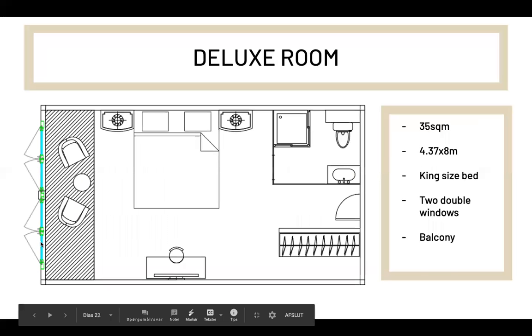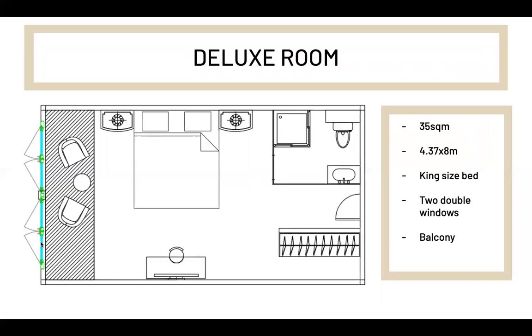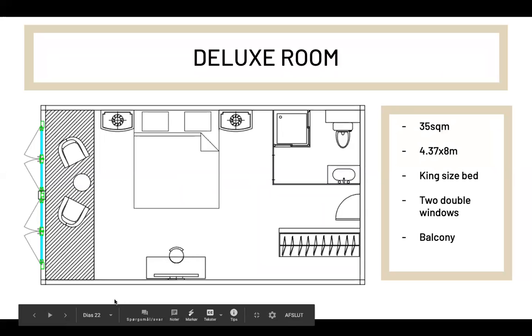So this is the deluxe room. Again, it's 35 square meters. It's 4.37 meters times 8. We have a king size bed in it, 2 double windows and a balcony. So the hatched area you can see is the balcony.